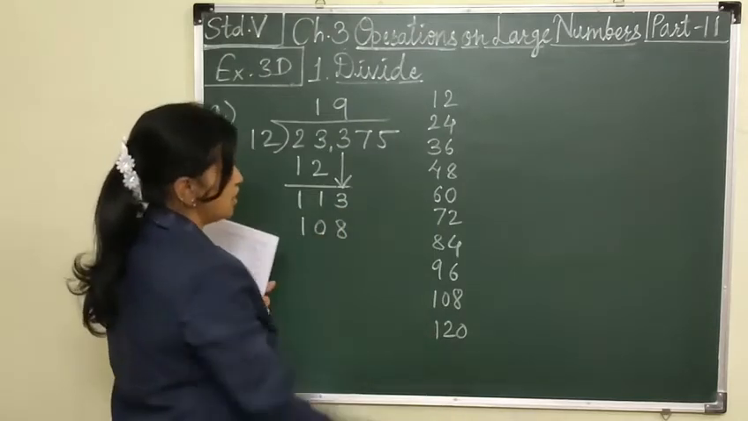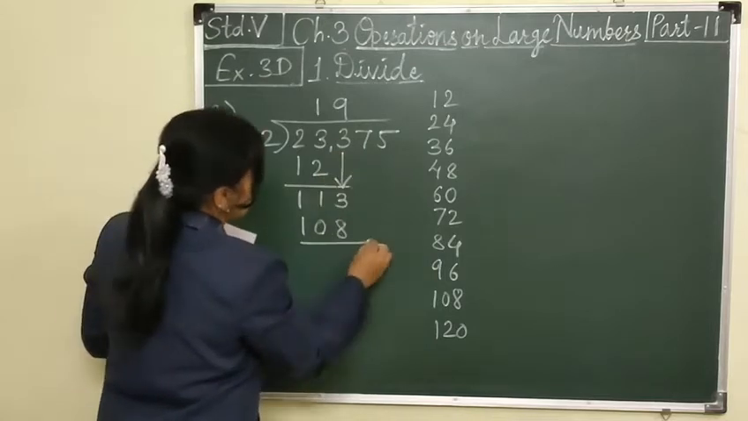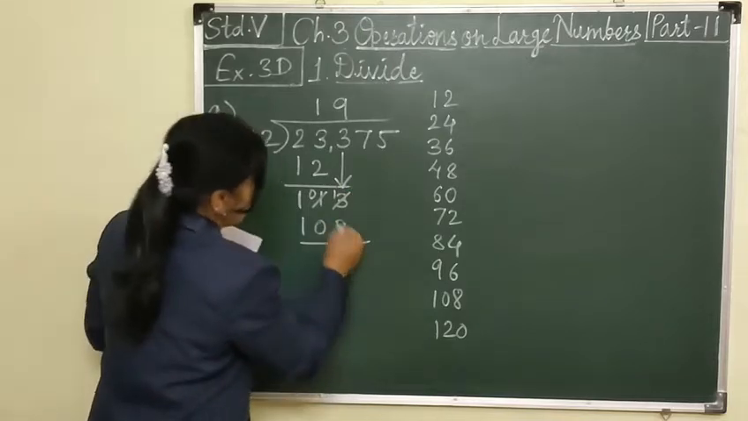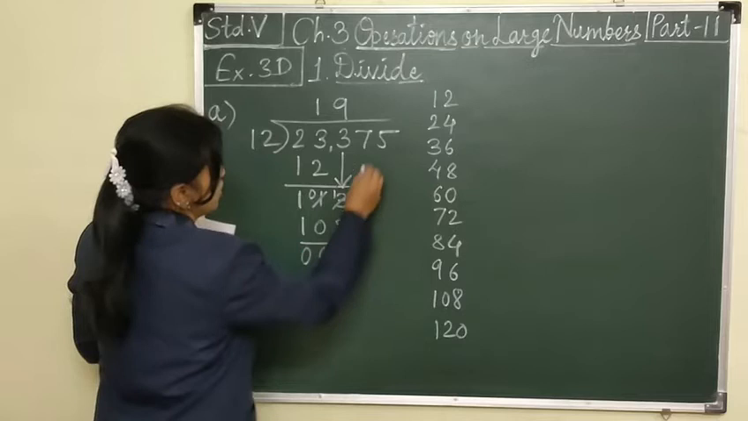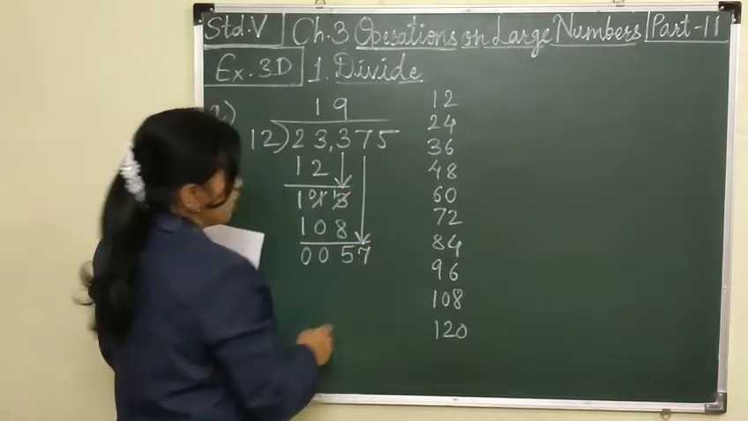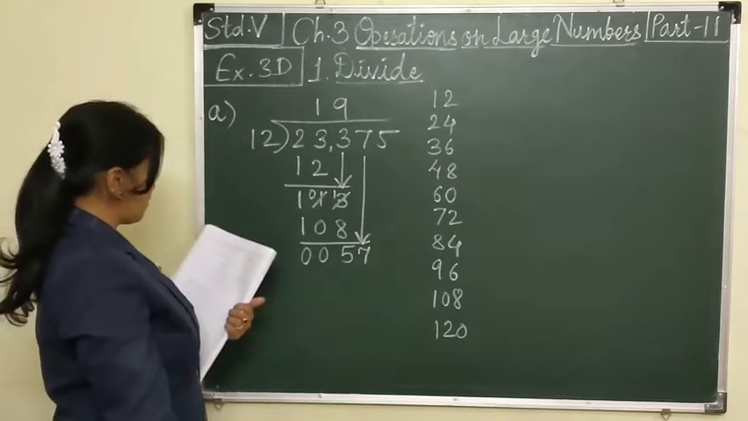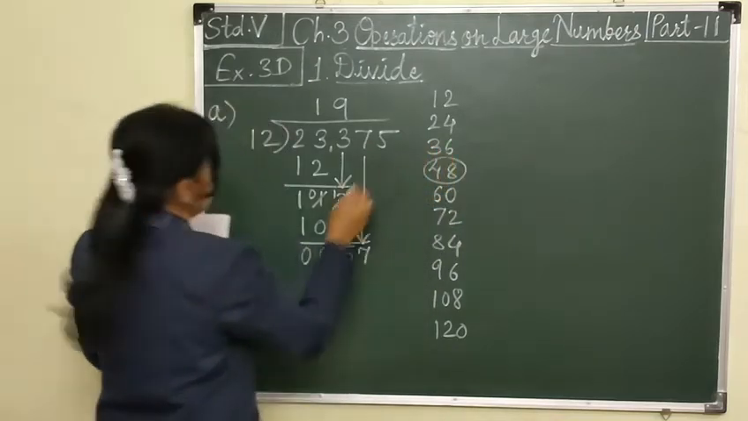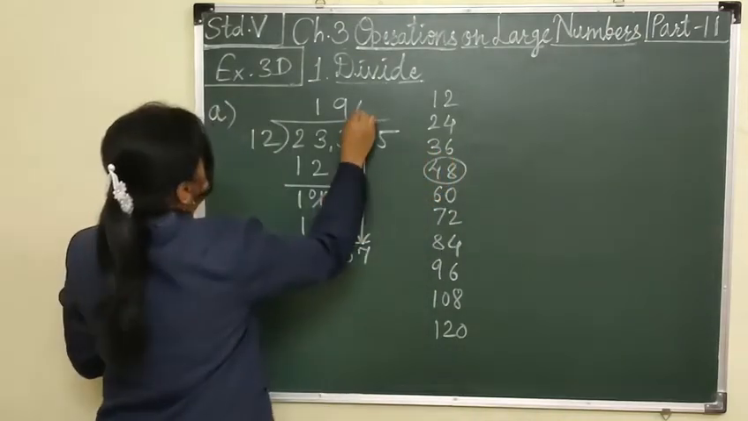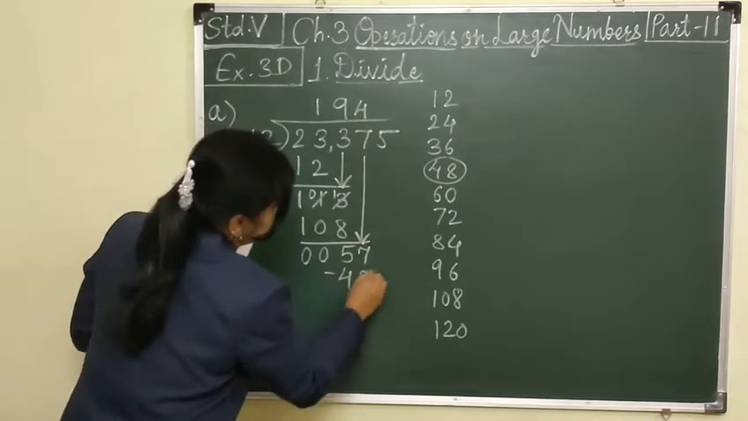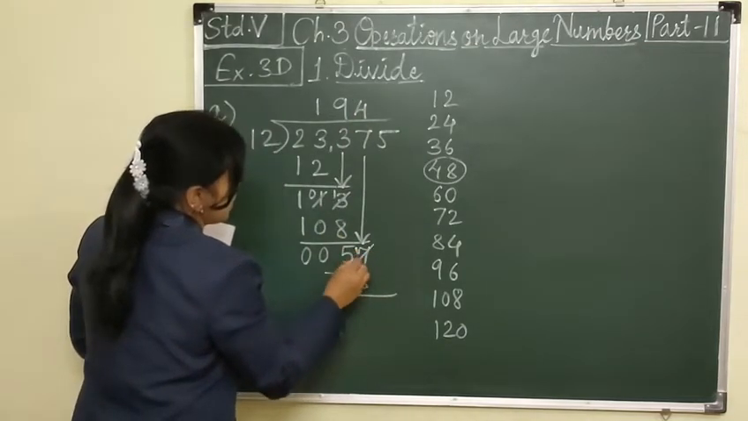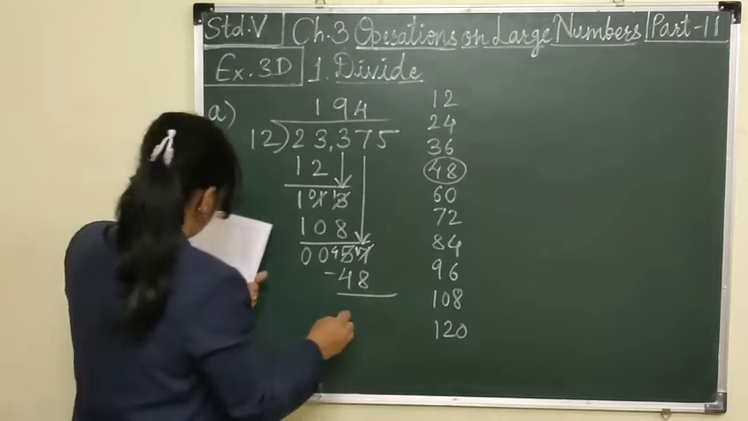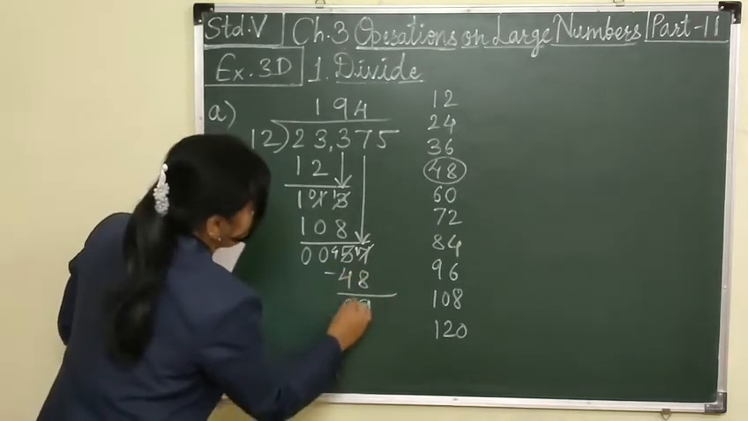We can't put the quotient 10. 12 9s are 108. So this 3 will become 13, and this 1 will become 0. 13 minus 8, 5. And here 0 as it is 0. Now take this 7 down. Which number can be subtracted from this 57? Check here, 48. 12 4s are 48. 7 will become 17 and this 5 will become 4. 17 minus 8, how many will it be? 9, and 4 minus 4, 0.